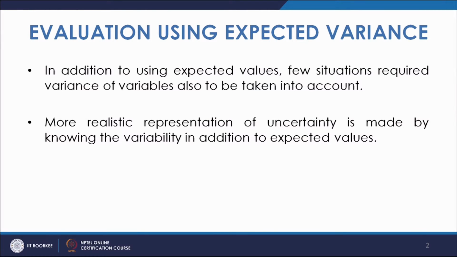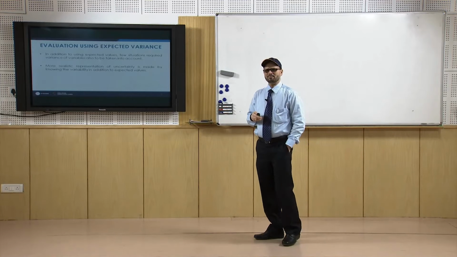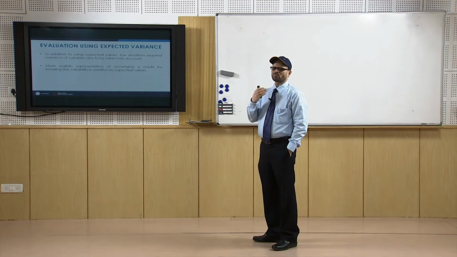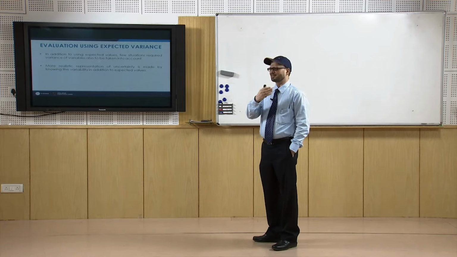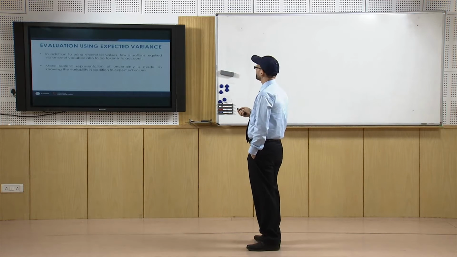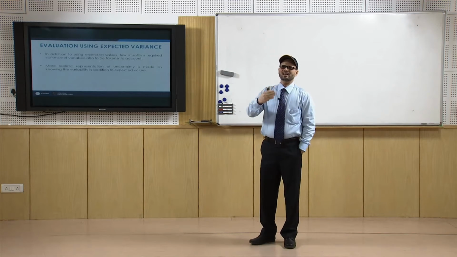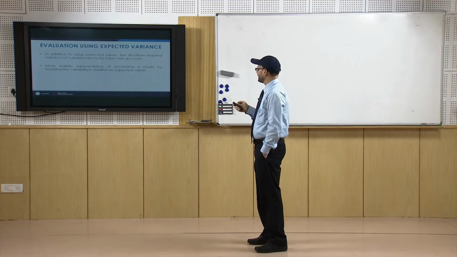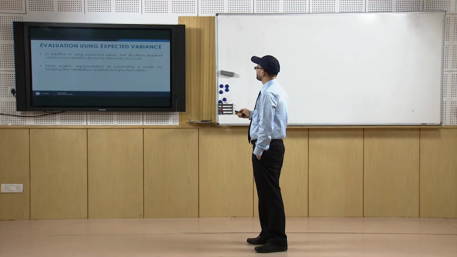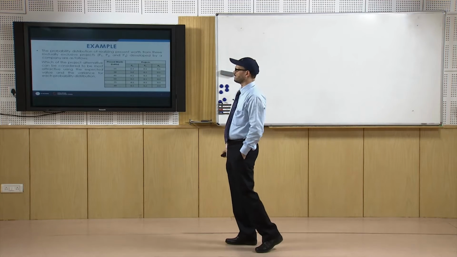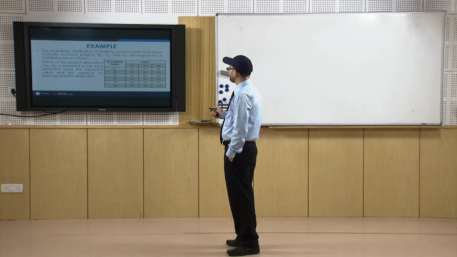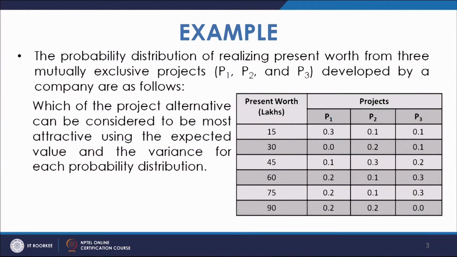So, we will see it by solving an example which will show how variability can give us a more accurate prediction and we feel more confident in representing our results. Let us see one example where it is written that the probability distribution of realizing present worth from three mutually exclusive projects P1, P2 and P3 developed by a company are as follows.